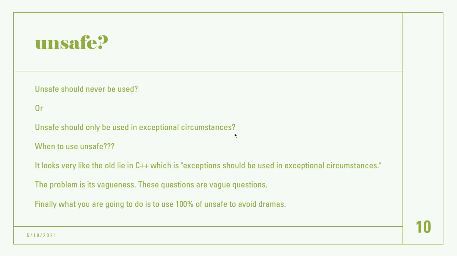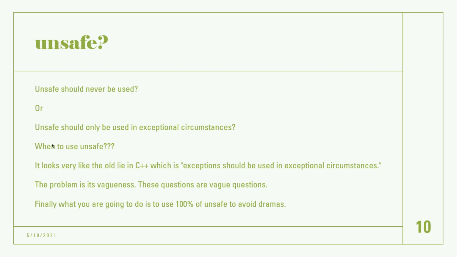So all they are saying is, okay, unsafe should only be used in exceptional circumstances. So when to use unsafe, right? It's very like the old lies in C++. In C++, they claim that exceptions should only be used in exceptional circumstances, right? That leads to pain, particularly why C++ is very bad for writing operating system kernels. It's because of these bad assumptions, right? C++ already suffers from the exceptions should only be used in exceptional circumstances. I think Rust suffers from the unsafe should only be used in exceptional circumstances too.